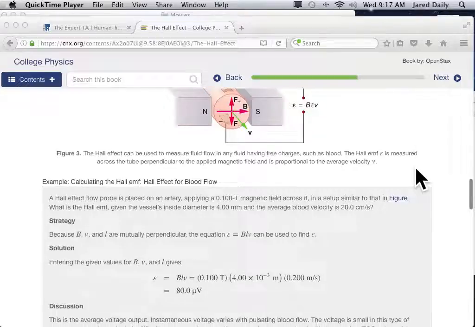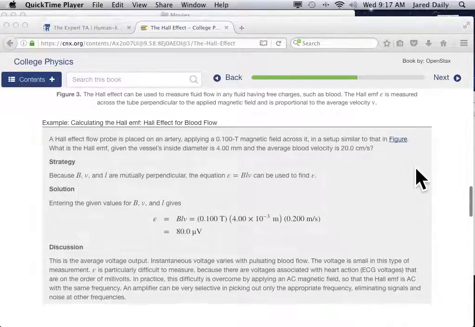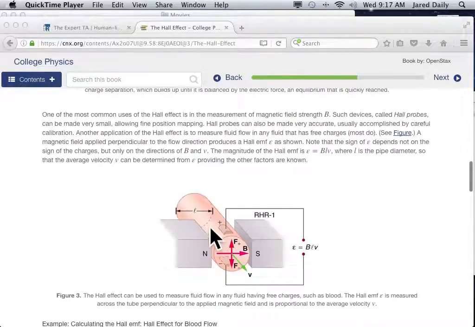And this is what they use to measure blood flow. So they put this Hall effect probe around blood vessels. They can put it around your arteries or your veins or whatever, and they can measure how your blood is flowing in different parts of your body.